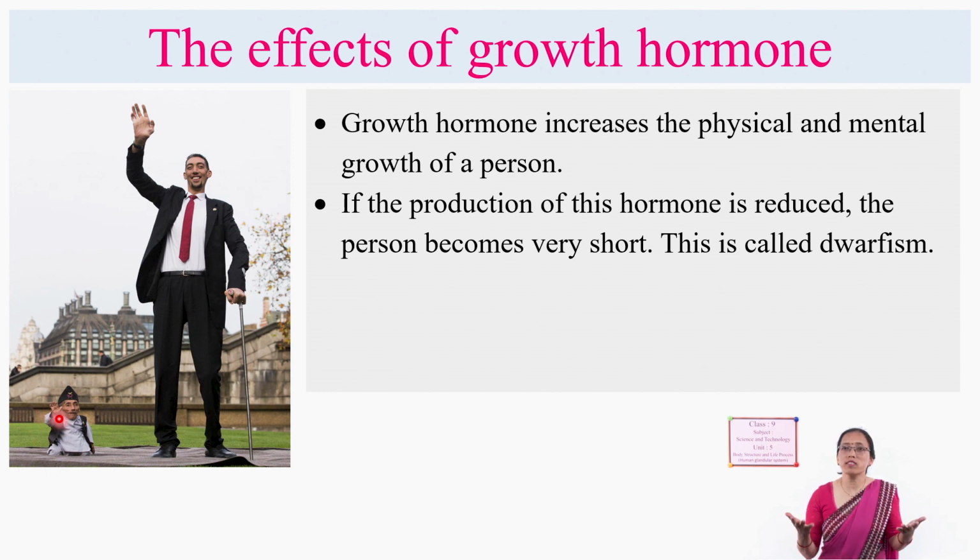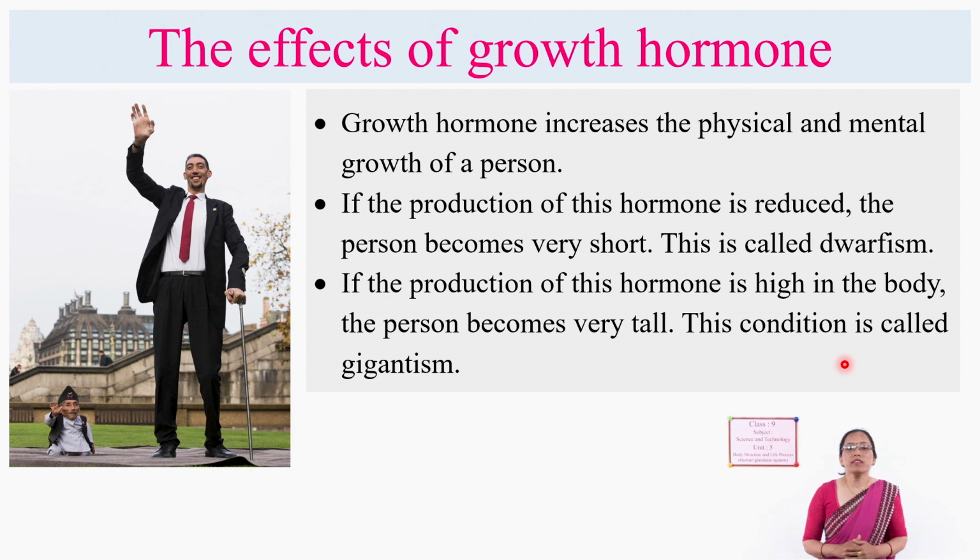That means there is no physical growth and mental growth. If it is in a balanced amount or a fixed amount, then there is good physical growth, mental growth, and the person will be very healthy. But if it is very low, then there is no physical growth, no mental growth, and such a condition is called dwarfism. So this smallest person or the shortest person of the world is suffering from dwarfism.